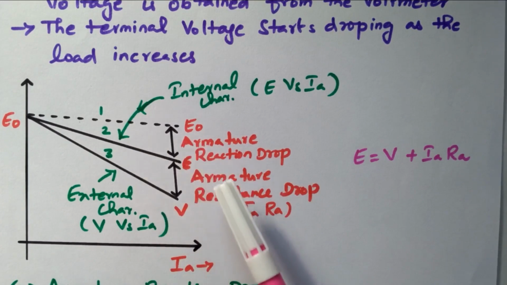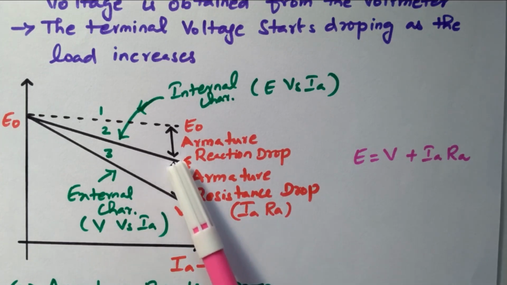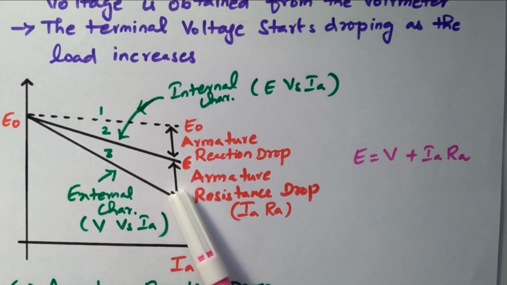From that, again the armature resistance drop will be there. In the armature coil, some amount of resistance is available. So due to that resistance, the armature resistance drop will happen, that is IA into RA. Due to that, the characteristic curve again decreases.